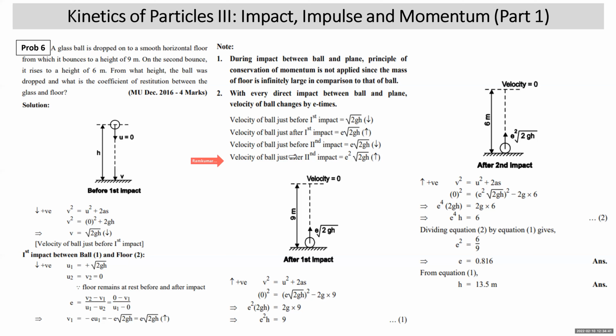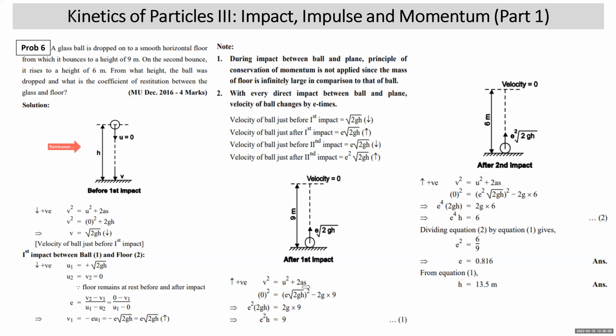So what is the velocity of the ball just after the second impact? Again multiply by e, so e squared times root 2gh. That means we understood that if the ball is dropped from height h, the velocity of the ball after first impact will be e times under root 2gh. And the velocity of the ball after second impact will be e squared under root 2gh.